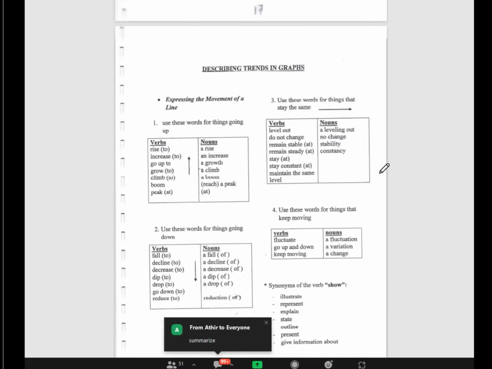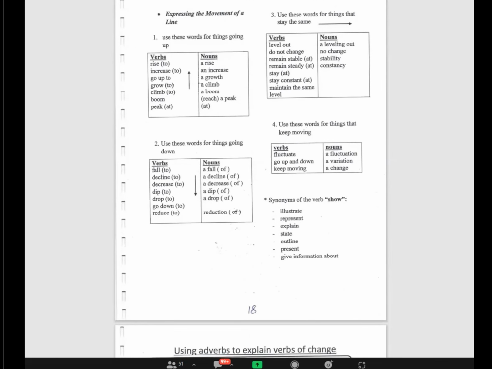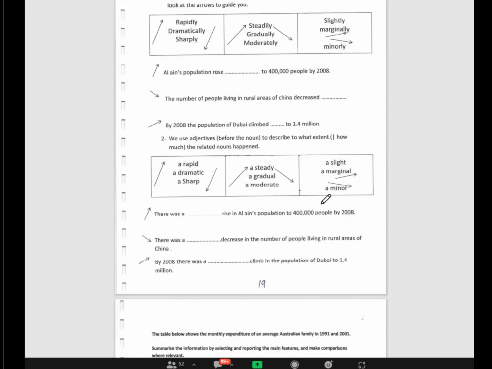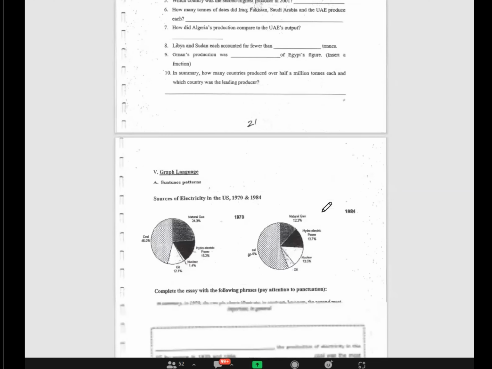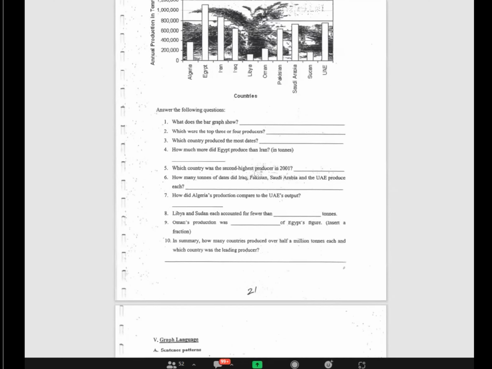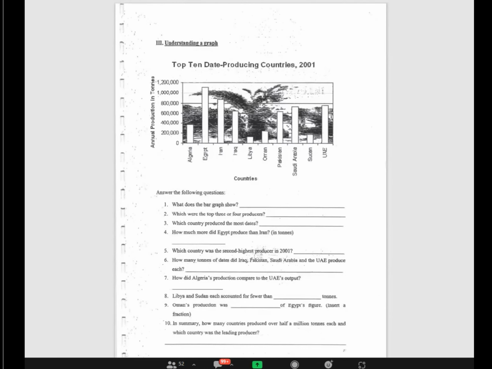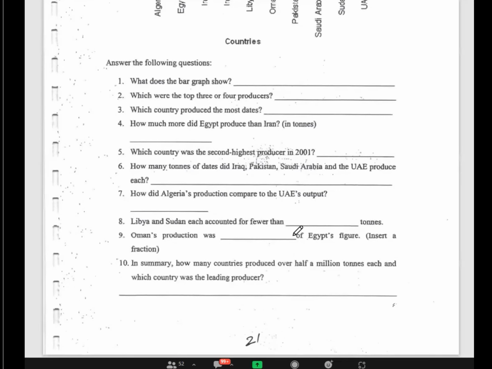We also learned some keywords to describe the movements, the changes in task 1. I gave you homework also, this one. Let's check the answers first. Okay. Number 1, what does the bar graph show?